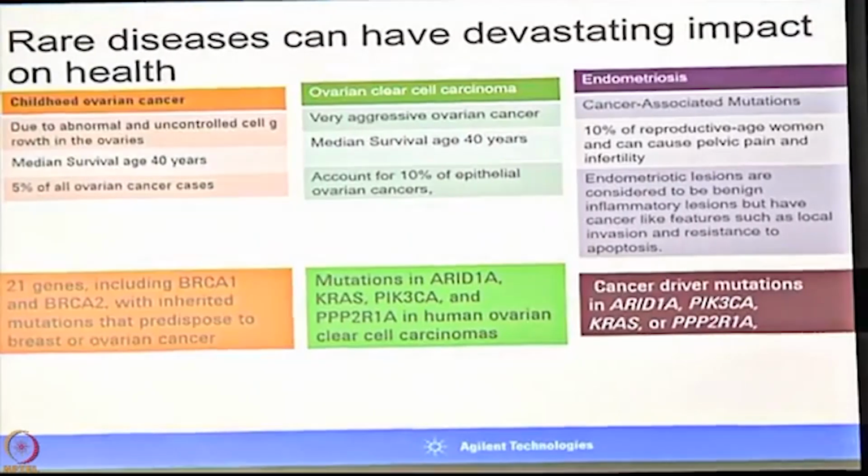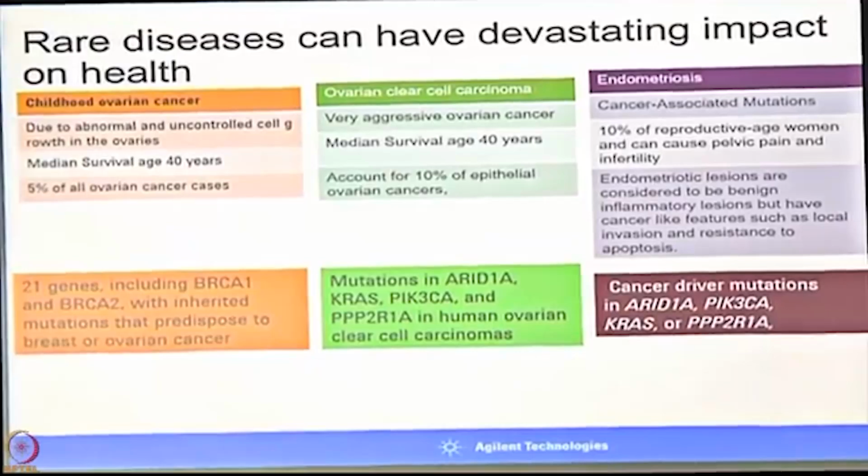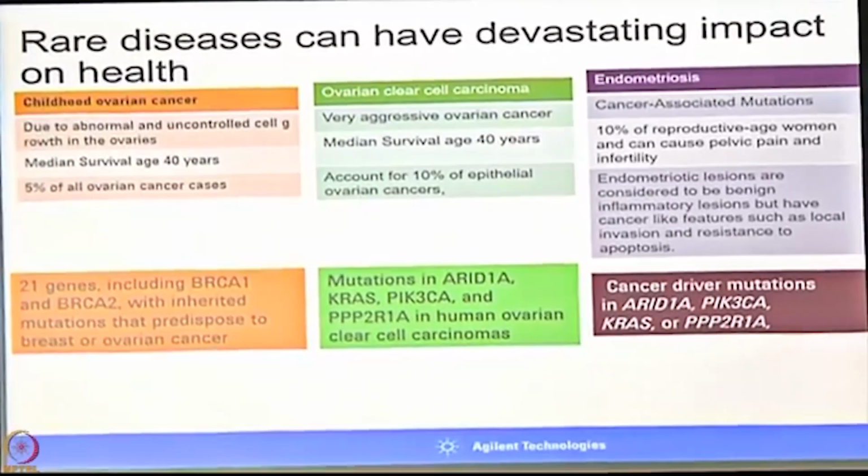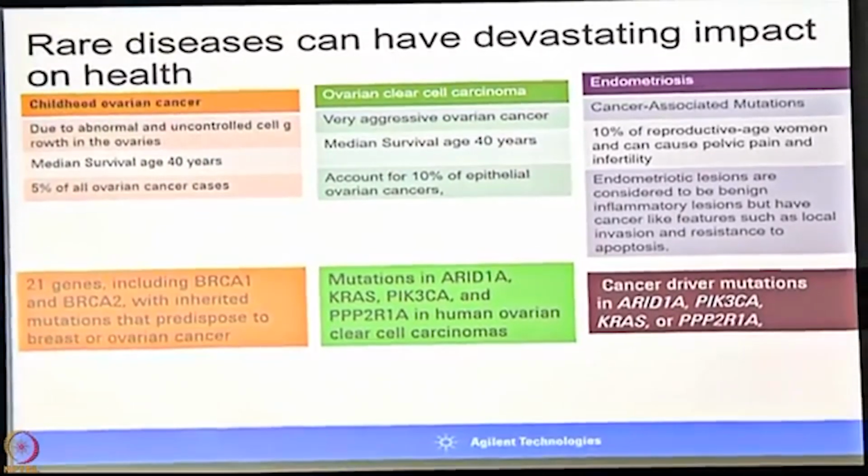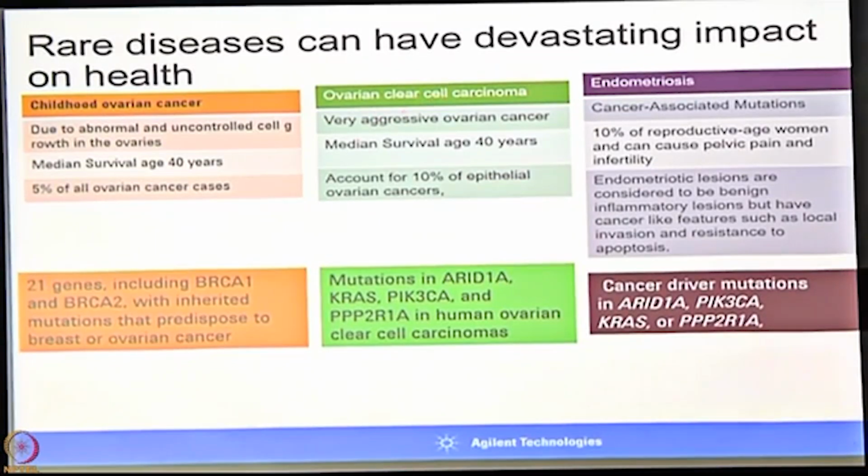Some more, which are included in the ICMR project: childhood ovarian cancer, ovarian cell carcinoma, endometriosis, and there are multiple genes involved in these diseases also. So these are also incorporated in the ICMR registry.